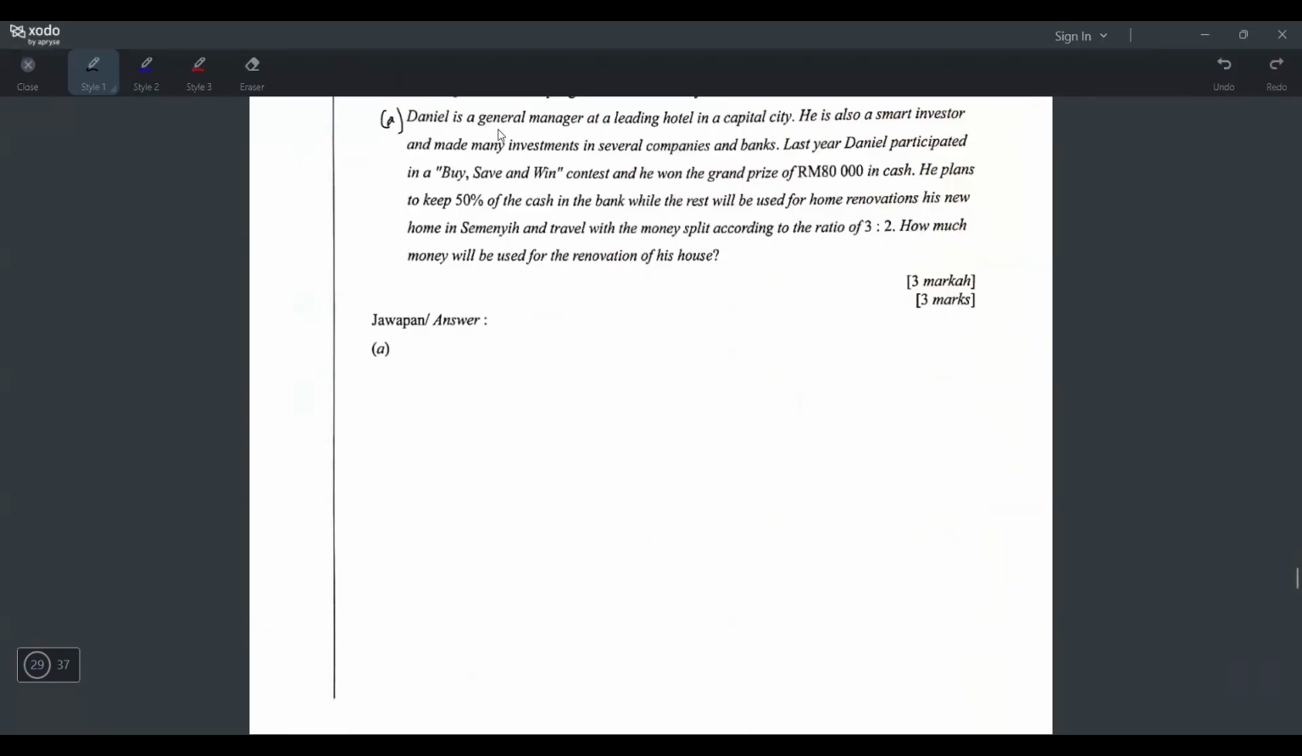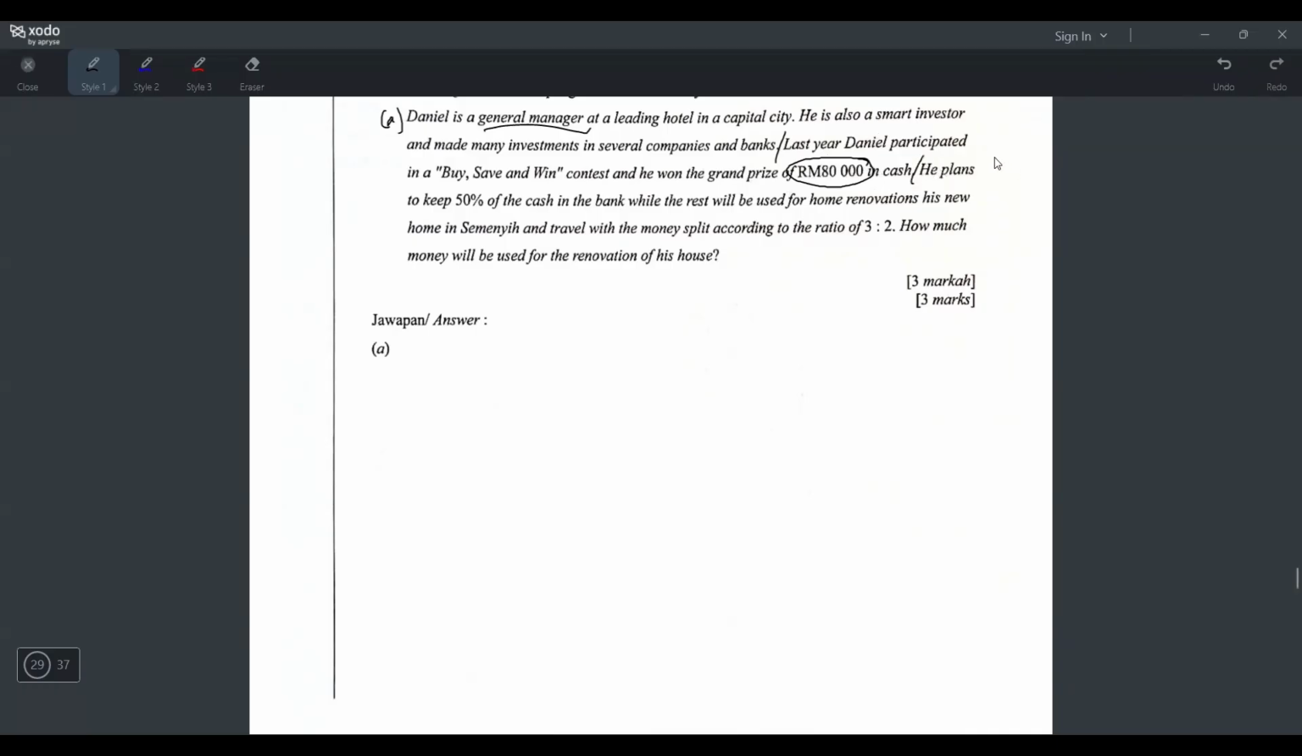Daniel is a general manager at a leading hotel in a capital city. He is also a smart investor and made many investments in several companies and banks. Okay, so far nothing special, nothing important here. There's no information. Let's keep reading. Last year, Daniel participated in a buy, save, and win contest. Not important also. And he won the grand prize of 80,000 in cash. Okay, I think this is important already. So far the only thing important now is he has $80,000 in cash, right?